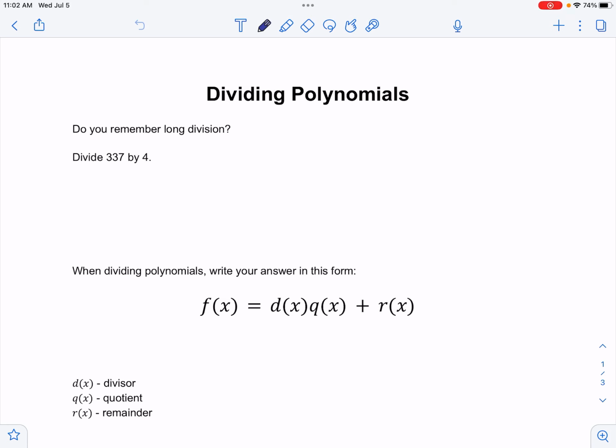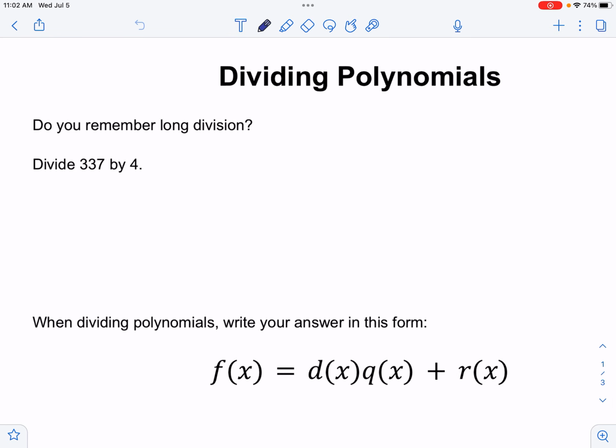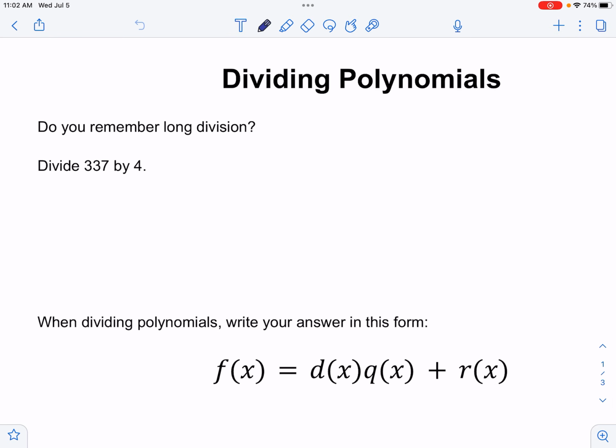Let's talk about dividing polynomials. For a quick warm-up, let's see if you remember how to do old school long division. The question is, divide 337 by 4. We used to set it up like this.